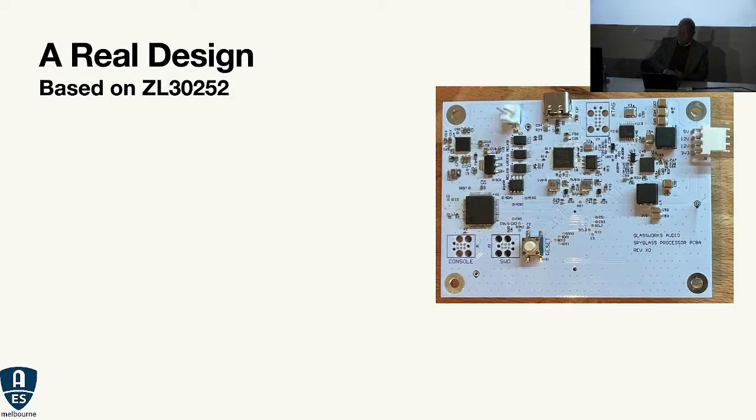So here's the board that we're talking about. And you can see there's a lot of chips on here. There's an ARM, which is the big one there. There's a power supply over on the right. In the middle is your obvious USB interface. And on the upper left-hand corner is the chip, which is the ZL3252. And that's really all it takes.